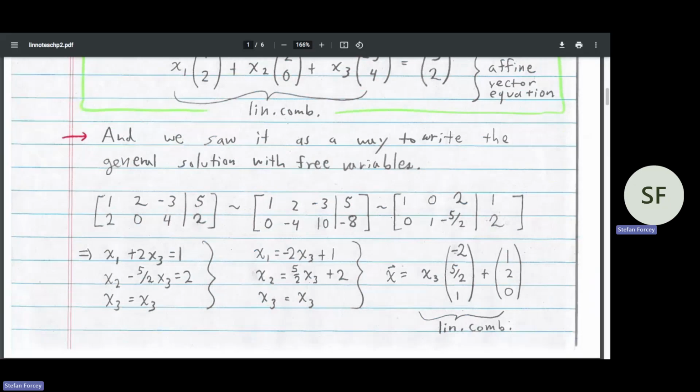And then I can write it as a linear combination because now I can write the coefficients of the free variables as a vector. It's x3 and the coefficients are -2, 5 halves, and 1. And I can add on the constant vector or any specific solution, 1, 2, 0.